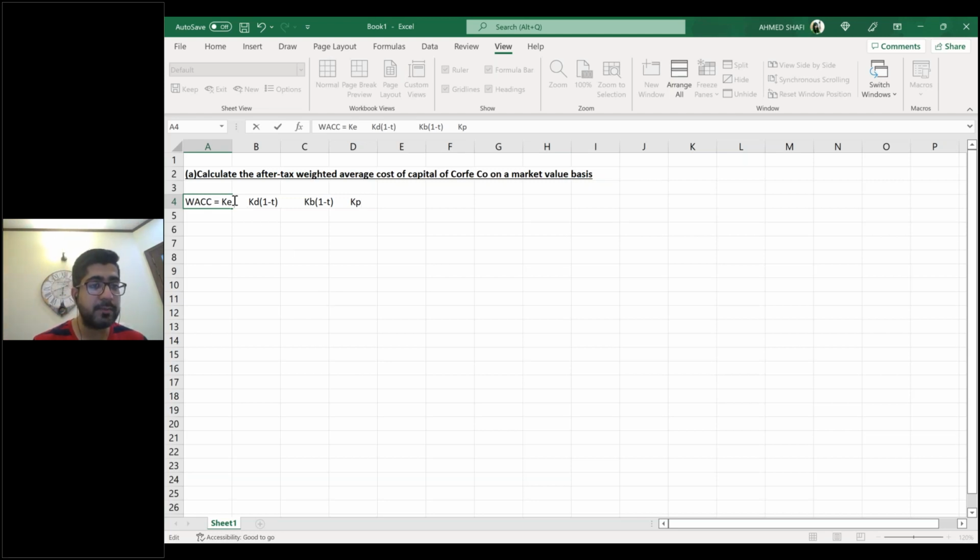So the equation of VAC would be KE plus KD plus KB plus KP. But remember, all costs will come on their respective proportions. KE would only come on the equity proportion, and the equity proportion is E over E plus D plus B plus P.